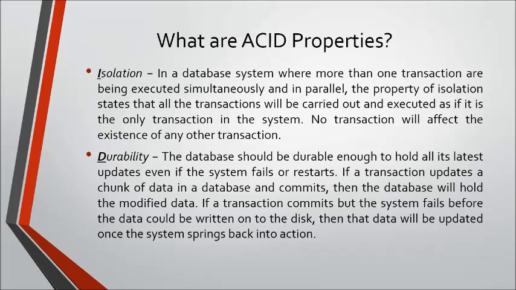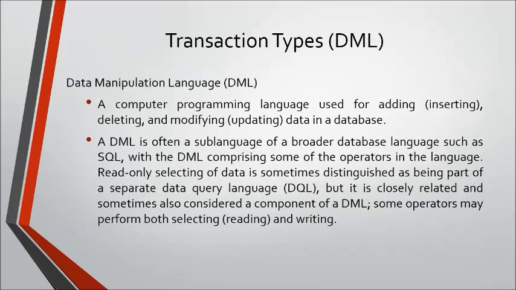Next, we have the D or durability. The database should be durable enough to hold all its latest updates even if the system fails or restarts. If a transaction updates a chunk of data in a database and commits, then the database will hold and modify data. If a transaction commits but the system fails before the data could be written onto the disk, then that data will be updated once the system springs back into action.